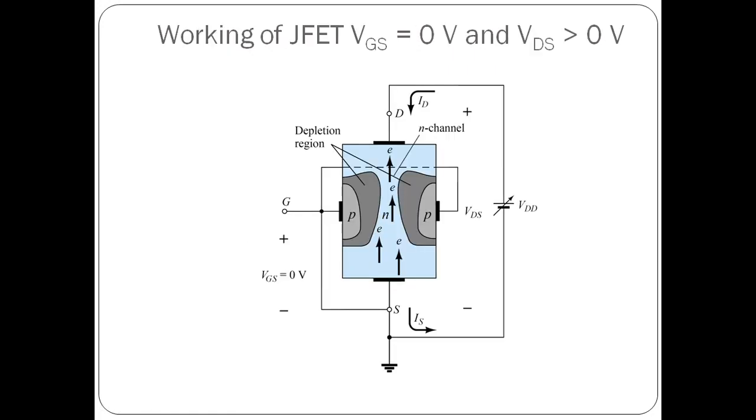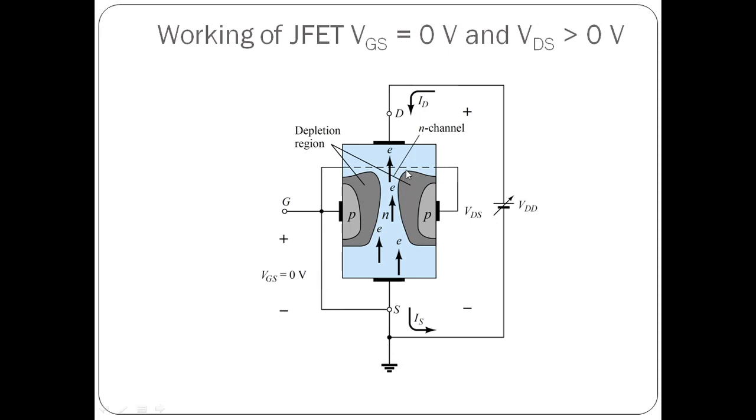Let us now look into the working principle of JFET. In this scenario, a positive potential is applied to the drain terminal. The source terminal is grounded. So in between the drain terminal and the source terminal, we have a voltage or potential difference above 0 volt. The gate and the source terminal are connected together and then it is grounded. So the voltage difference between gate and source terminal is 0 volt.